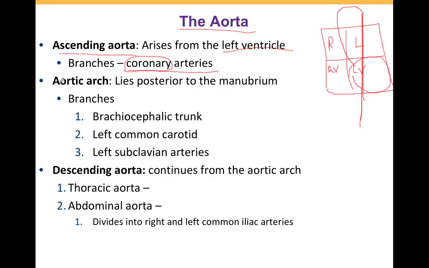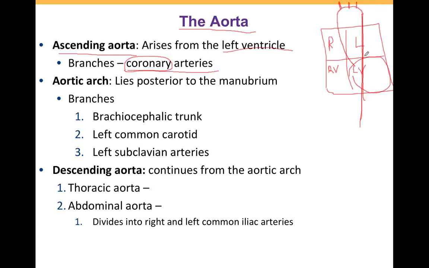Now, coming off of the aortic arch, which is the top part, you have 3 blood vessels. If I start with the first one, coming off of the aortic arch, this one is referred to as brachiocephalic trunk. The second branch that comes off of the aortic arch is called left common carotid artery. And the third one that is coming off of the aortic arch is called left subclavian artery.